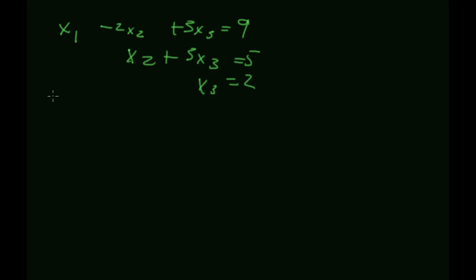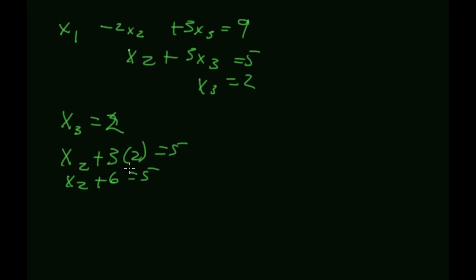What we get is the ability to back substitute. Because we know x3 is equal to 2, which means that x2 plus 3 times 2 is equal to 5. Means x2 plus 6 is 5, which means x2 is negative 1. And x1 minus 2 times negative 1 plus 3 times 2 is 9.